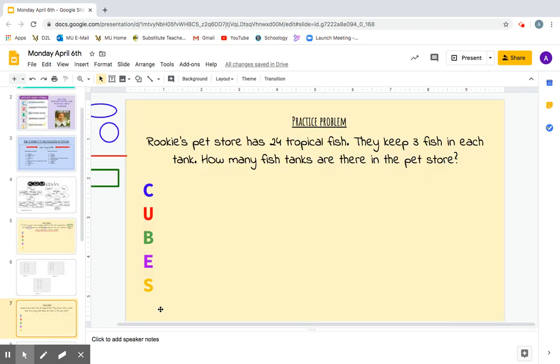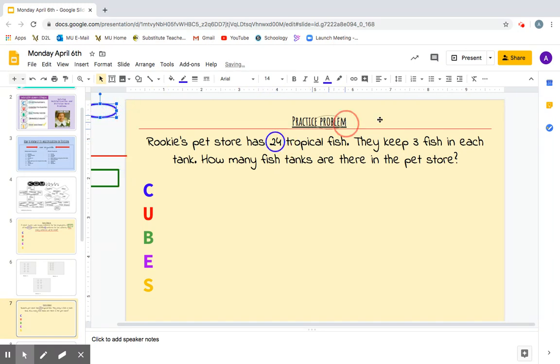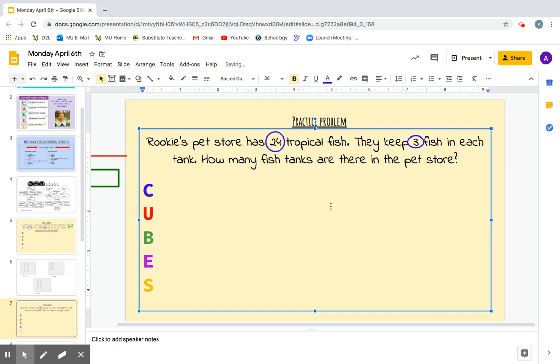Let's move on to this practice problem, and it says, Rookie's pet store has 24 tropical fish. They keep 3 fish in each tank. How many fish tanks are there in the pet store? Okay, so let's use our cube strategy here and start with C. We're going to circle the numbers. So I see 24 and 3 here. 24 and 3 are the numbers.